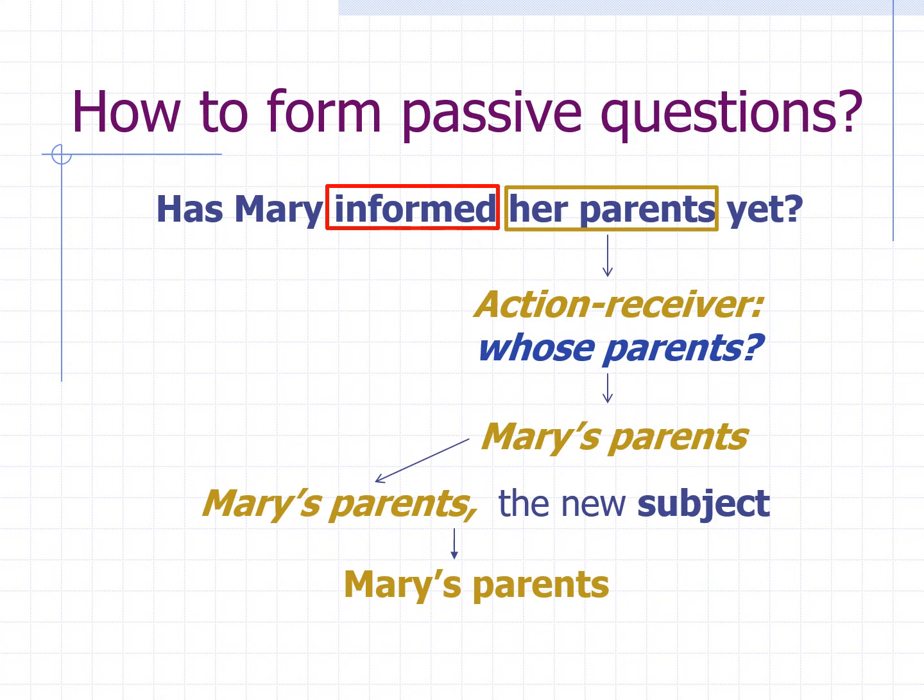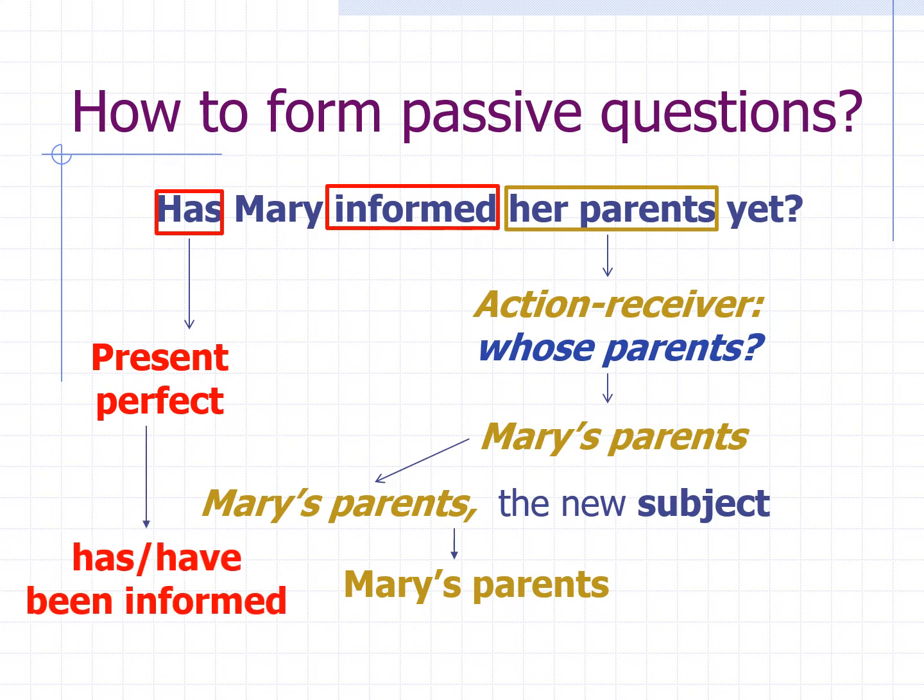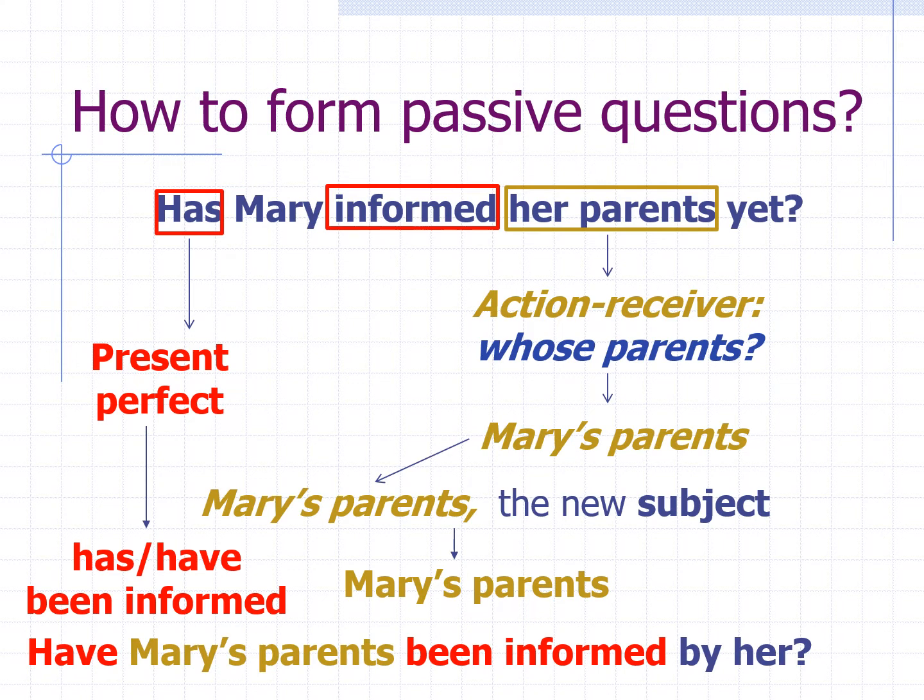Okay, and now we look at the auxiliary verb of the question, has, with the main verb informed. All right, we know that this question is in present perfect tense, and in present perfect tense, the passive verb would be has or have been informed. Okay, and now if we remember the order of a question, the question in passive voice should be, have Mary's parents been informed by her. We have "have" at the beginning because the subject Mary's parents is plural. Okay, so it should be have Mary's parents been informed by her.